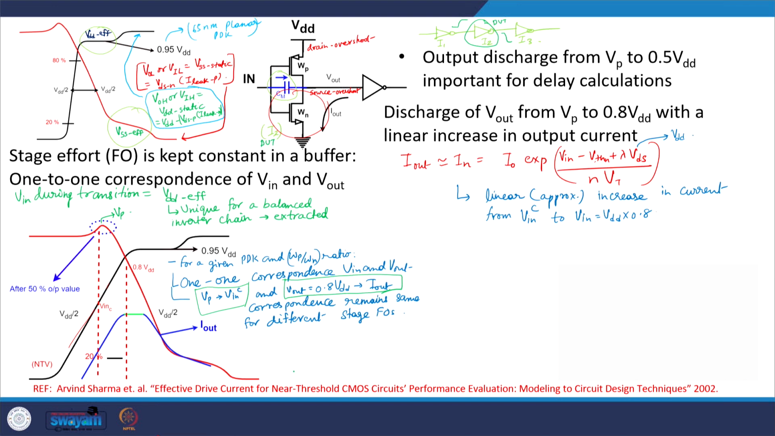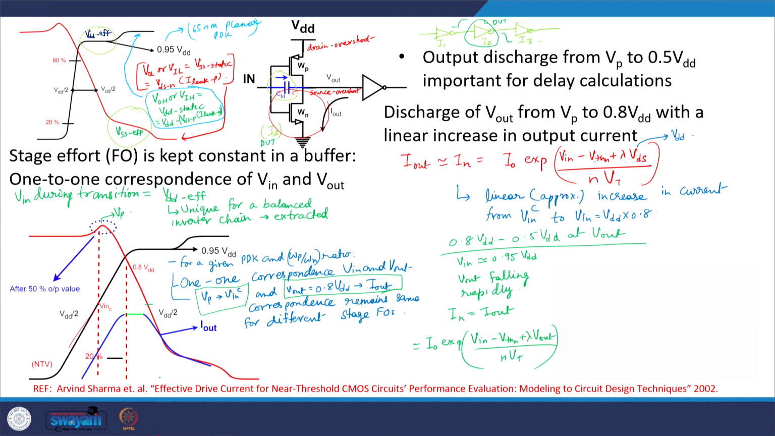So, from 0.8 VDD to 0.5 VDD, suppose this is 0.5 VDD. Okay. So, 0.8 VDD to 0.5 VDD, what is happening? Now, the output is falling, input has become constant. So, the V in is constant at 0.95 VDD. Okay. V out is falling rapidly. So, in the expression I n equal to I out, you find that this is (V in minus V T H n) lambda V out. So, we are discussing the values in this vicinity of V in. So, V in is only slowly rising here, and V out is rapidly falling. Okay. So, what would happen?